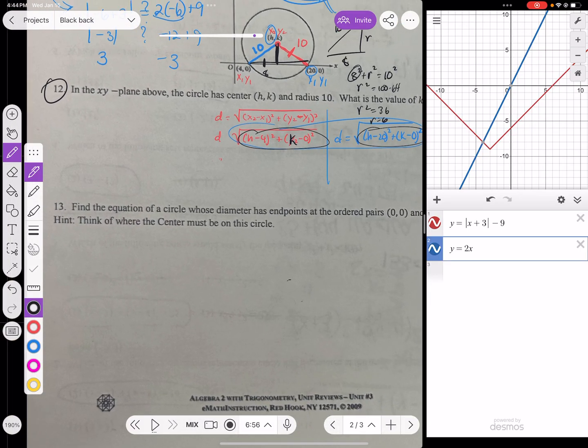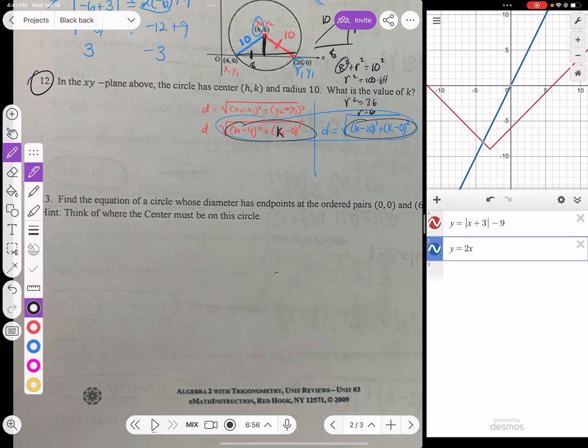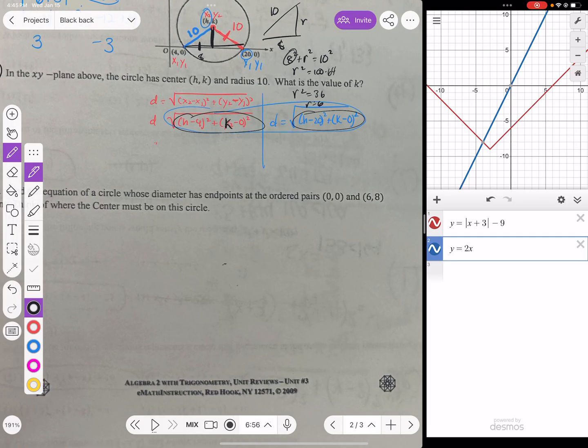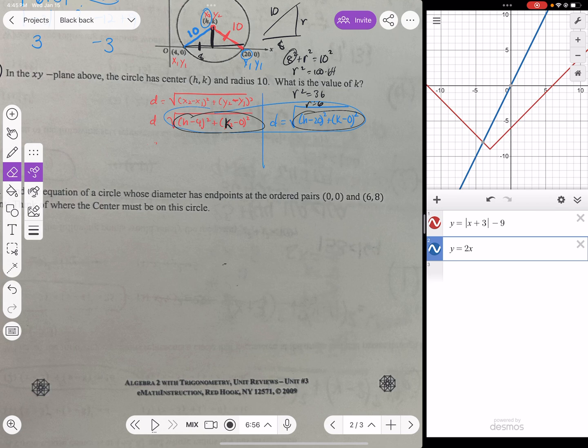13, find the equation of the circle whose diameter has endpoints at the ordered pair 0, 0, and... That's terrible. We'll try and scale this thing a little bit better. I think I've been teaching too long today, Maddie.